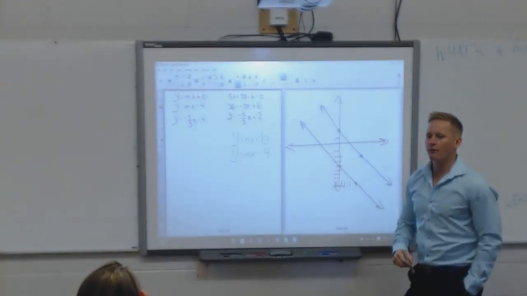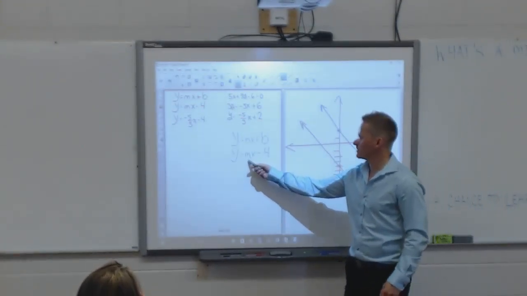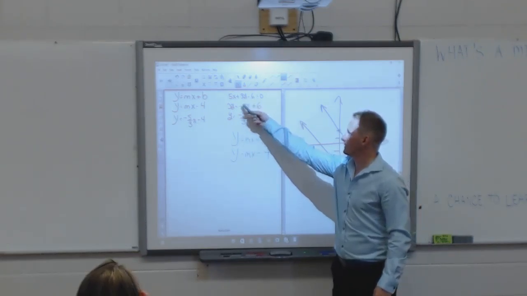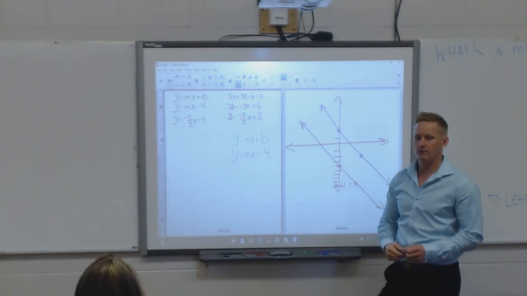All right? In order for it to be perpendicular, what's the slope of this if it's perpendicular to that line? What is it? Negative 3 over 5. Yep.